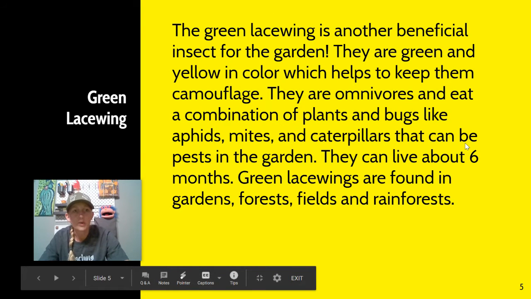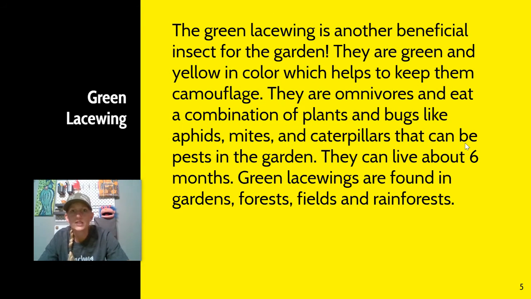All right, let's read about the green lacewing. The green lacewing is another beneficial insect for the garden. So beneficial meaning it is good. They are green and yellow in color, which helps to keep them camouflaged. So meaning that they can blend into the garden. They are omnivores and eat a combination of plants and bugs like aphids, mites, and caterpillars that may be pests to the garden. So much like a ladybug, they also eat aphids too.